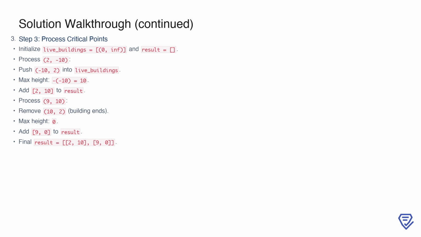For the first critical point, (2, -10), we add (-10, 2) to live_buildings, representing the building's height and its end position. The current maximum height is -(-10) equals 10, so we add (2, 10) to the skyline result. Next, we process (9, 10), which marks the end of the building. We remove (-10, 2) from live_buildings, leaving the ground level as the maximum height, which is 0. Therefore, we add (9, 0) to the result. The final skyline for this example is [(2, 10), (9, 0)].